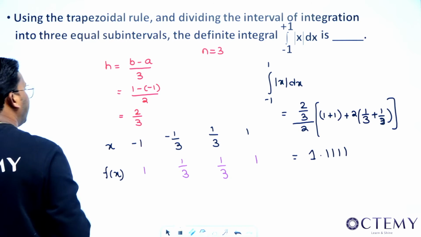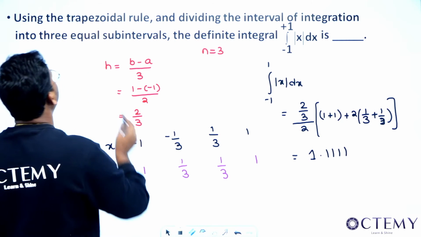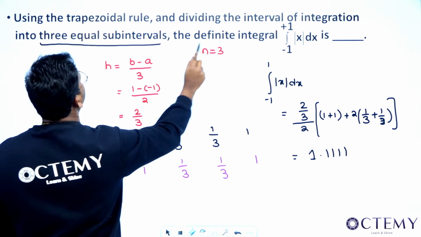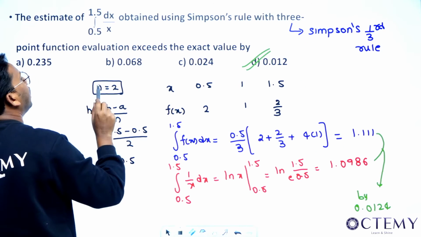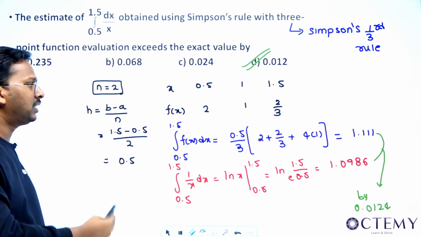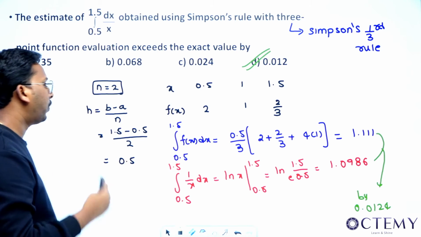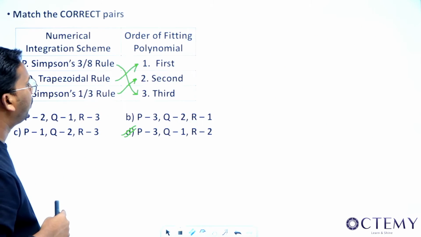Very good. So here what we are learning is, if he tells you to divide it into 3 equal subintervals, that means take n as 3. And in this question, what we have learned, sir, is that he is telling you to use 3 points. 3 points means 3 sub points you have to get. So 0.5, 1, 1.5. That is the thing you are going to learn, sir.